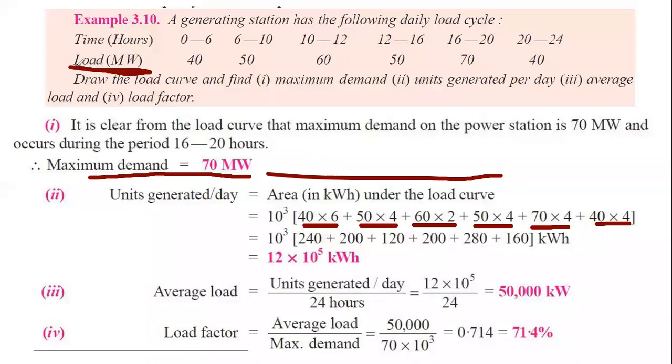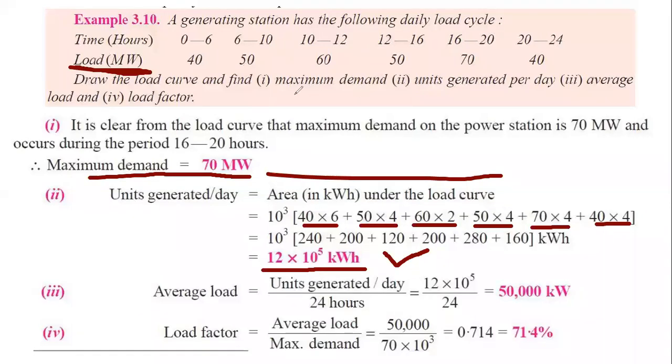So, kilowatt hour. To convert the megawatt into kilowatt, we have to multiply by 10 to the power 3. Finally, if we sum all, we get 12 into 10 to the power 5 kilowatt hours. This is the units generated in a full day, in the 24 hours.